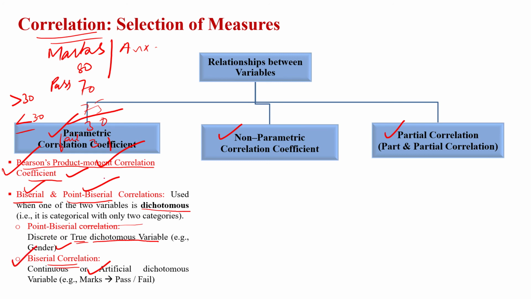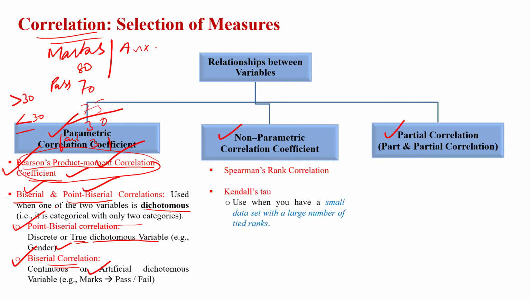So I hope you got the idea under what circumstances we can apply the Pearson correlation coefficient, the point biserial, and then the biserial. Now, if the variables are quantitative, or even on an ordinal scale, meaning the data do not follow the normal distribution, then we can apply the Spearman rank correlation, or we can apply Kendall's correlation coefficient.